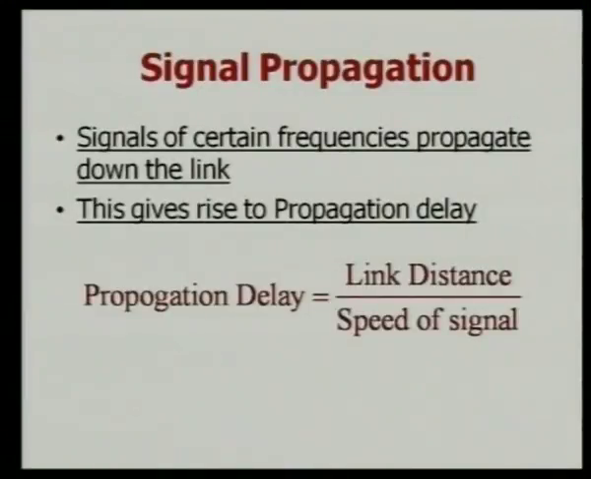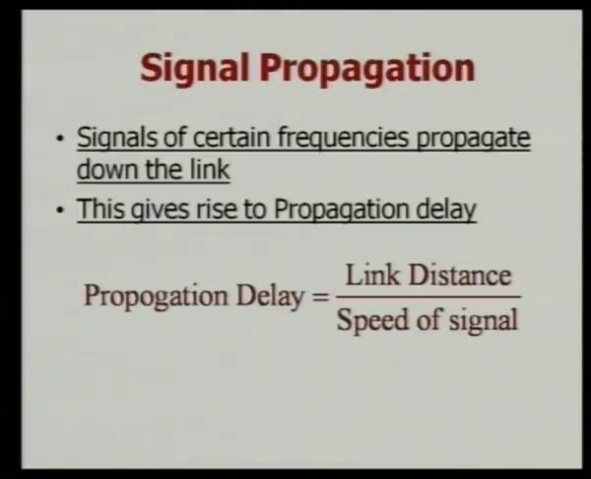Okay. So this gives rise to what is called propagation delay. So what is propagation delay? We always know our time, distance, speed formula. So propagation delay is link distance divided by the speed of the signal. Okay. So time equals distance by speed. In this case, the distance here refers to the entire distance that the signal needs to travel, which is the complete link distance, and speed of the signal is the speed at which it travels. And propagation delay will be equal to link distance by speed of the signal.